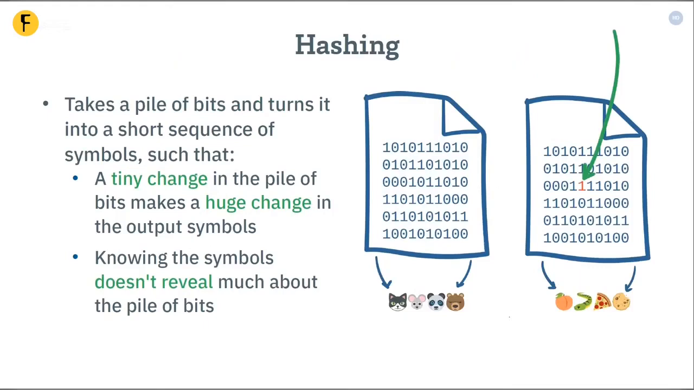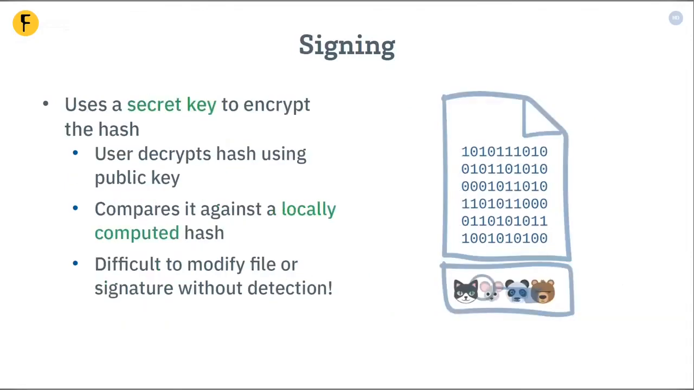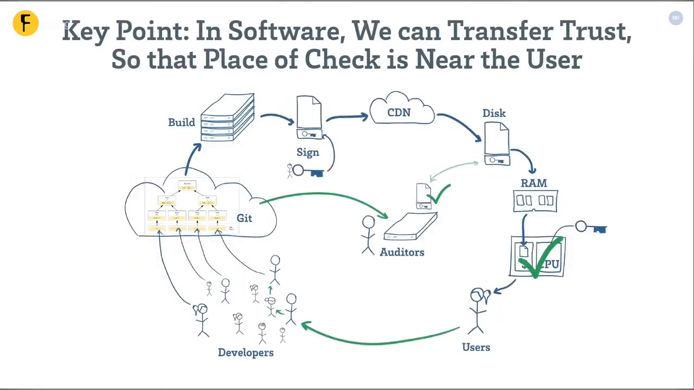Hashing, just to recall, takes a big pile of bits and turns it into a short sequence of symbols so that a tiny change inside the file itself will make a big change in the output symbols. So it's very obvious if someone's tampered with something with a hash, and it's also very hard to tamper with it in a way that creates the same set of symbols. And signing then allows us to take that set of symbols, that shorthand for what should be in the file, and encrypt it so that we can't tamper with the signature at the end of the day.